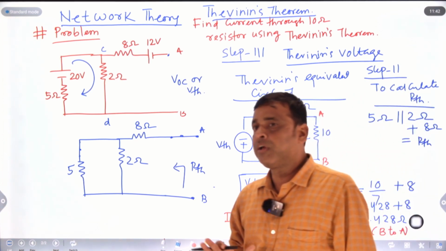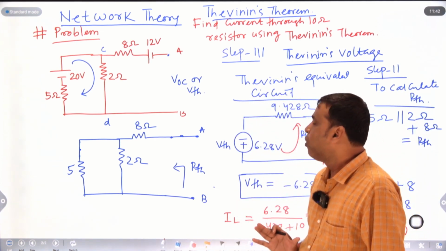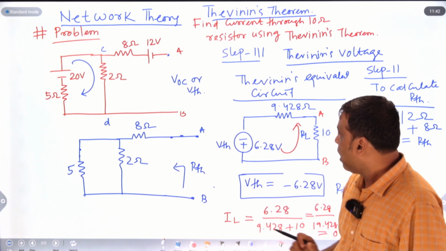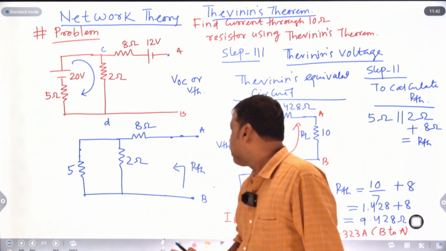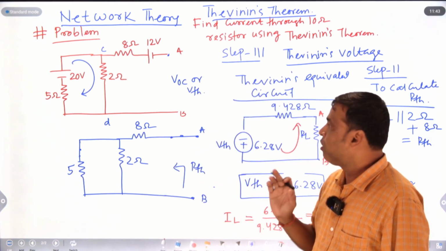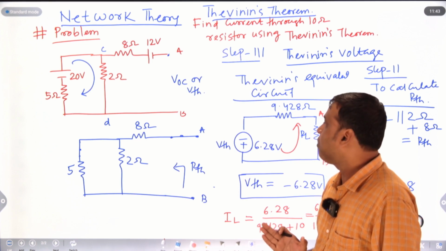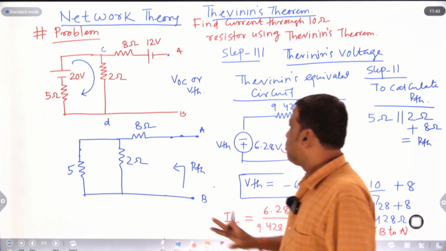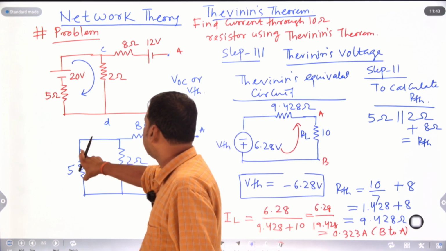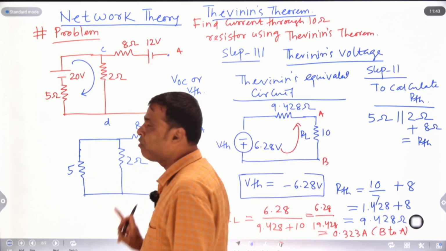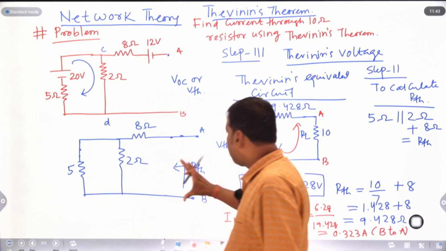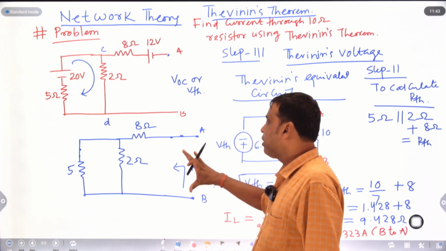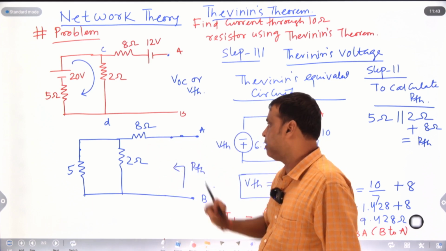In step 2, what are we doing? We have to calculate the Thevenin's resistance. How to find Thevenin's resistance? First of all, the voltage sources should be short circuited and current sources should be open circuited. There are two voltage sources; here it is short circuited, here it is also short circuited. You have to find out, looking from this side, the equivalent resistance or Thevenin's resistance.